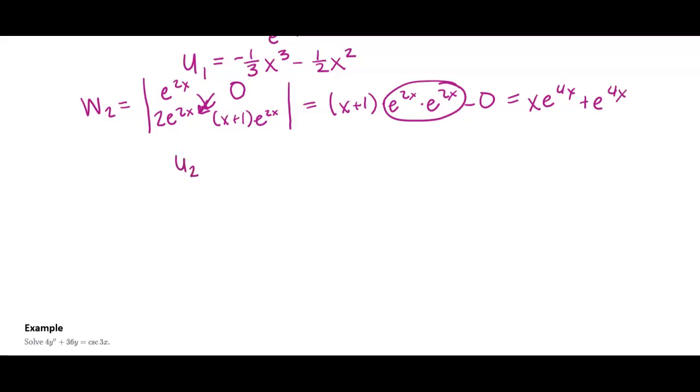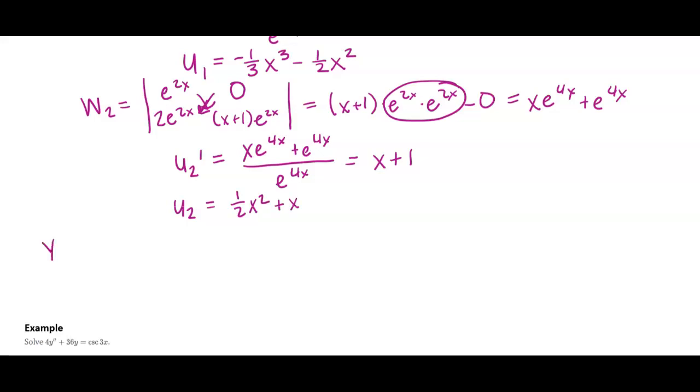And so u2 prime ends up being W2 over W, which gives me x plus 1. And so u2 must be 1/2 x squared plus x.